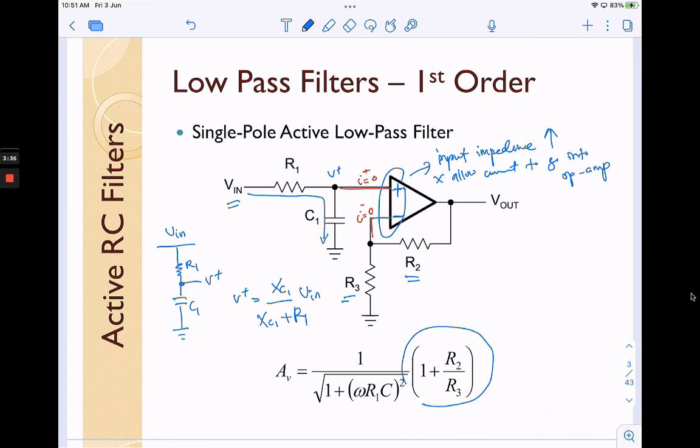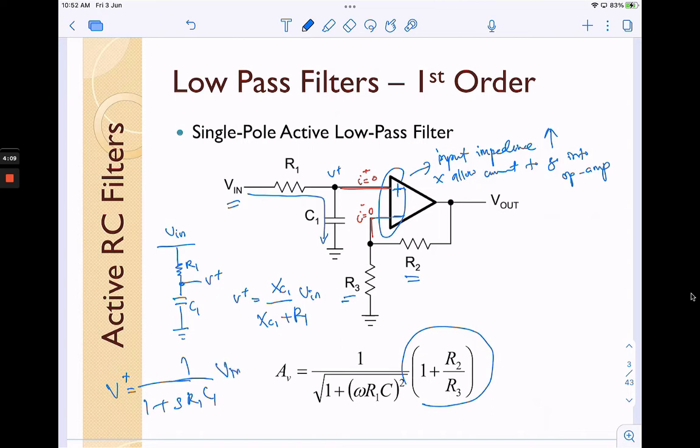Okay, and then you can solve for this. You will get these terms. You will get 1 over 1 plus S R1 C1. Okay, you will get this term for V plus, multiplied by Vin.